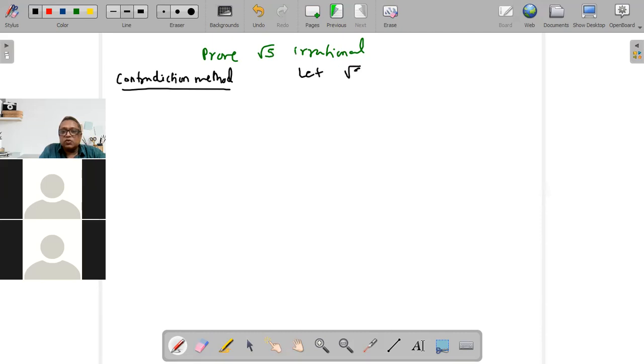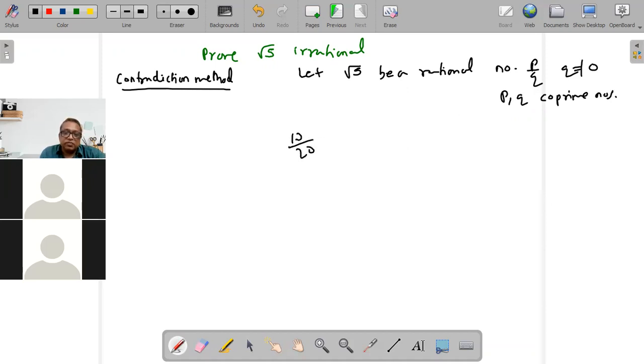How? Let root 5 be a rational number, the opposite, rational number p by q, where the denominator, you know, should not be 0, and p and q are co-prime numbers. What are co-prime numbers? The numbers which have only one as their common factor, which do not have any common factor except one.